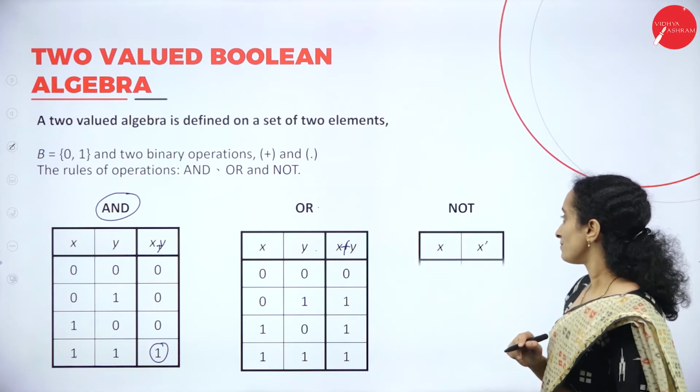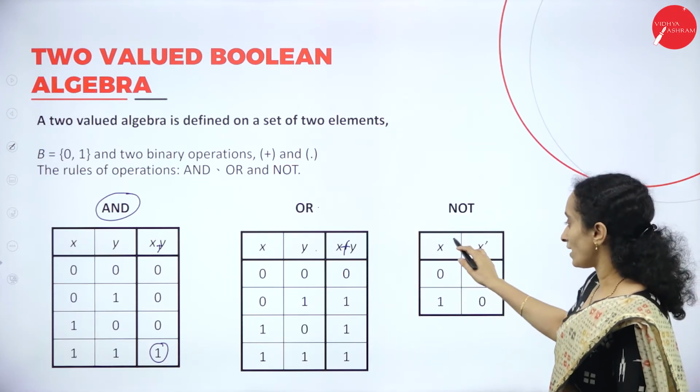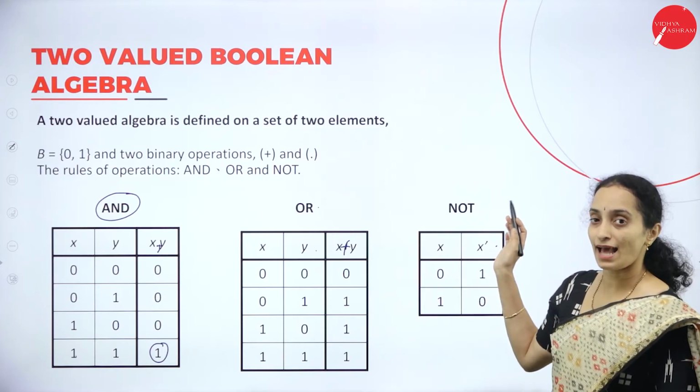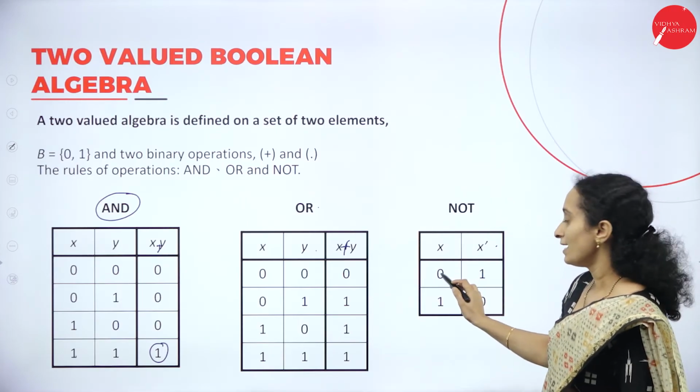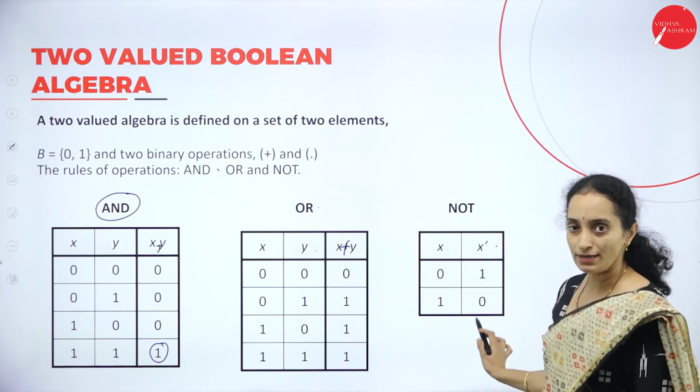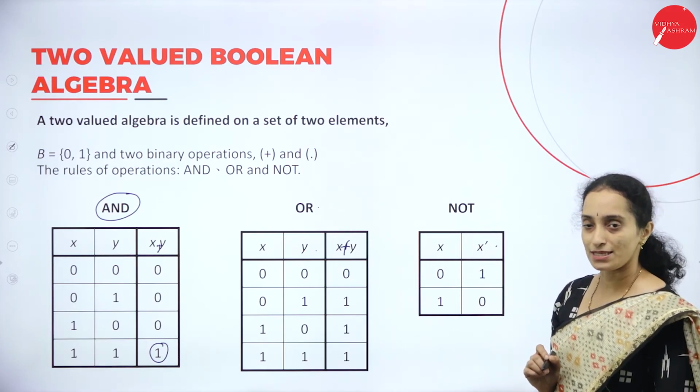Okay. Next comes the NOT. NOT has only one operand, x. The resultant is x dash, the complement of x. If x is 0, x dash is 1. If x is 1, x dash is 0.